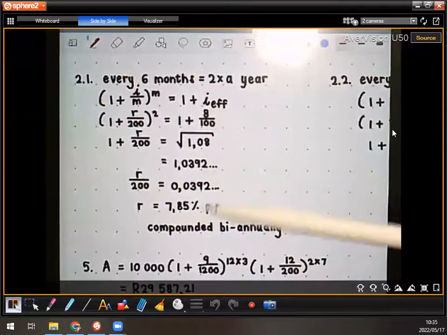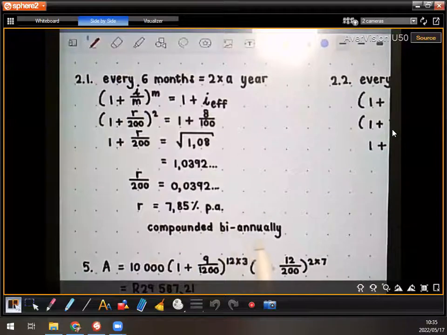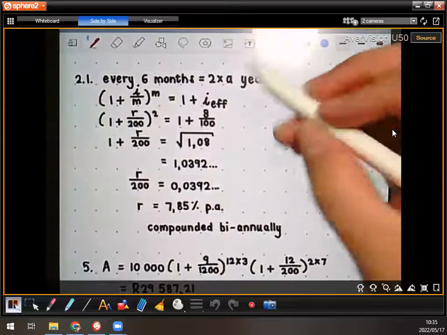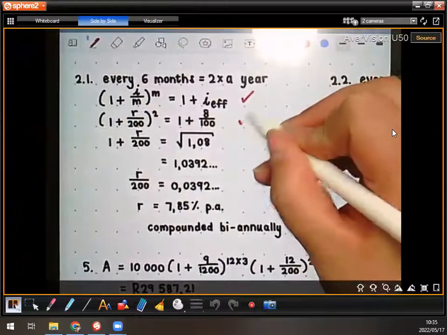Okay, so there are more steps in this type of question when you have to find the nominal interest rate than the first half. Again, you don't have to write this last bit here. You don't have to say that it's compounded biannually. You can just say 7.85%. Perfect. You get 3 marks for that. This one will count more marks, so you'll get a mark there. You'll get a mark for subbing in.